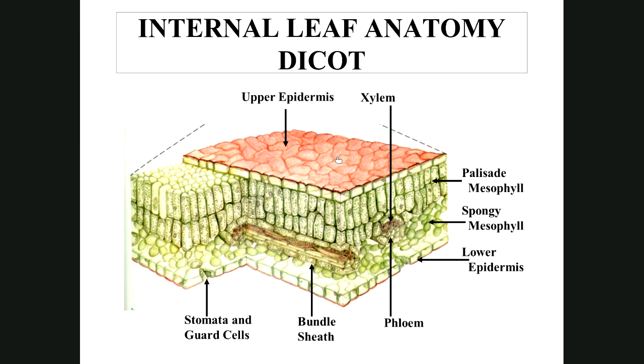Now, look at the bottom lower epidermis here, and on the far left, you see stomata and guard cells. Stomata are openings that allow gas exchange and water exchange, partially water vapor, between the atmosphere and the leaf. And the guard cells are the cells that will open or close the stomata.